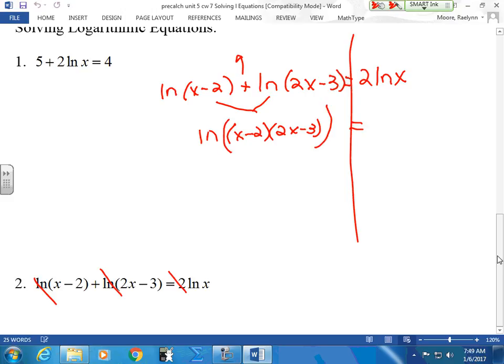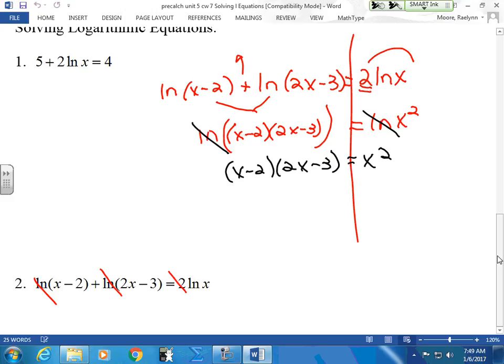What do I do to that side? Bring the 2. I've got to get rid of that 2. I can't cancel out that ln with that 2 sitting there. So that 2 was technically an exponent, x squared. So now, how many terms do I have on the left-hand side? 1. So now I can say cancel out, cancel out. So you are left with this.